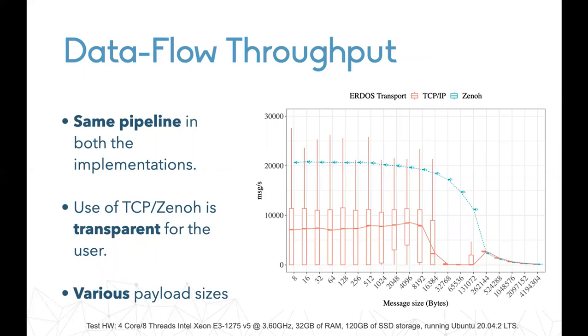And we have done this in a transparent manner for the user, so all the underlying modifications can be enabled or disabled by the user. The user can use the same code to run Zenoh-based ERDOS or a classical ERDOS, let's say. As we can see, we have run different runs for different payload sizes, starting from 8 bytes to 4 meg. So we can see that we more than double, actually, the performance of the ERDOS TCP implementation.